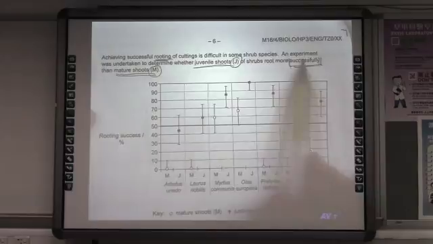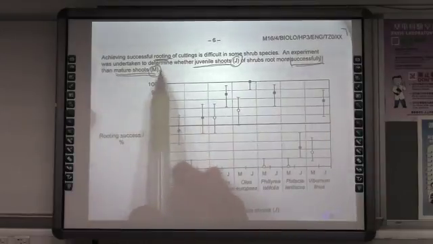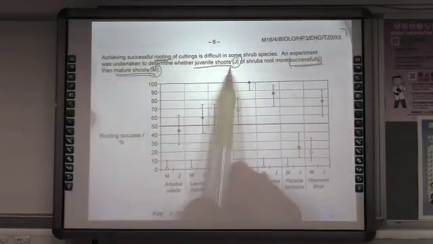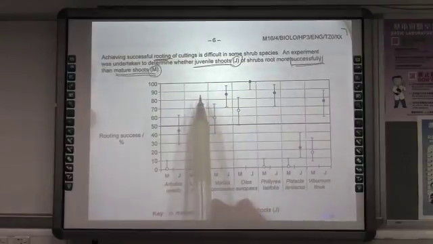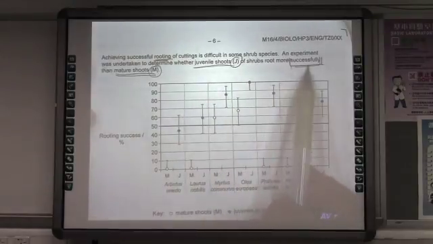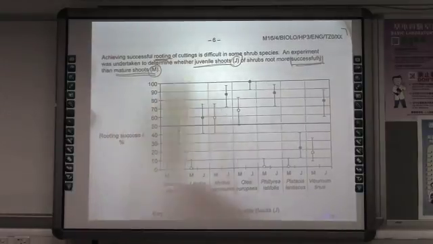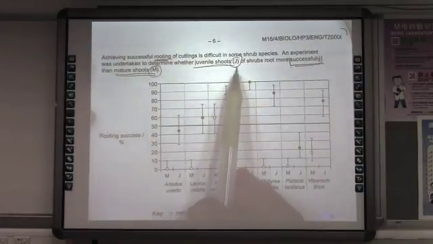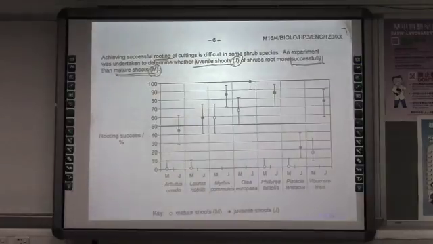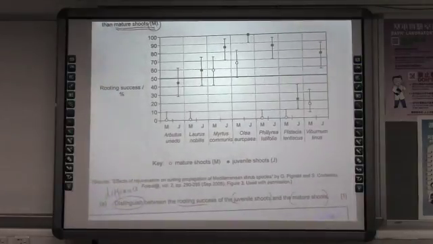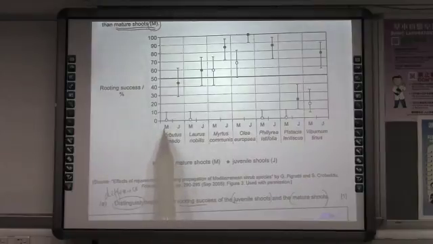An experiment was undertaken to determine whether juvenile shoots, we use J to represent that, of shrubs root more successfully than mature shoots. We use M to represent the mature shoots. We compare the rooting in the young shoots and the mature shoots. And this data table, this diagram can show you the comparison. Now, on here, it is mature and juvenile.